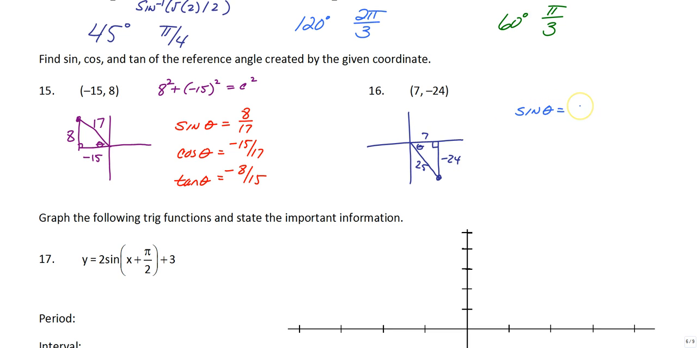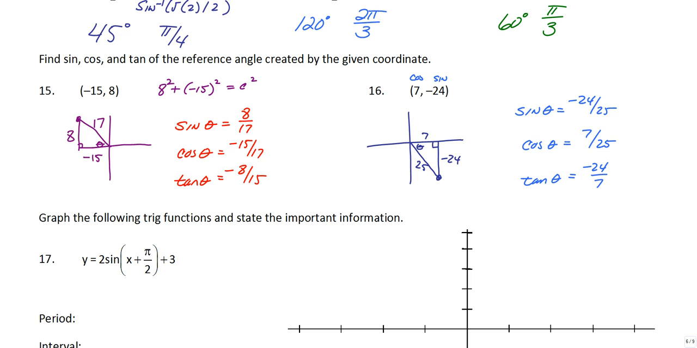So, sine of theta would be opposite over hypotenuse, which would be -24/25. Cosine of theta would be adjacent, so 7/25. And finally, tangent of theta would be equal to the opposite over the adjacent, -24/7. And if you go back and think about the unit circle, remember we always talked about sine is y and cosine is x, and tangent is sine divided by cosine. So if we know this is cosine and we know that this is sine, then sine divided by cosine is -24/7. See? I was never lying to you.